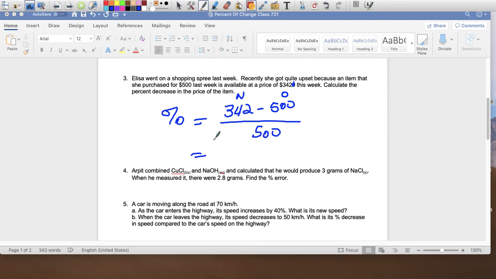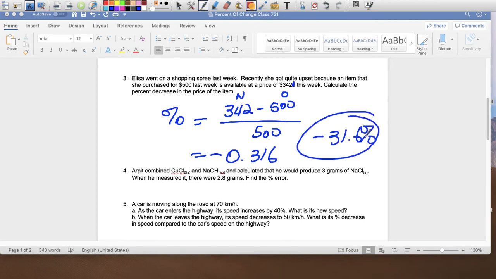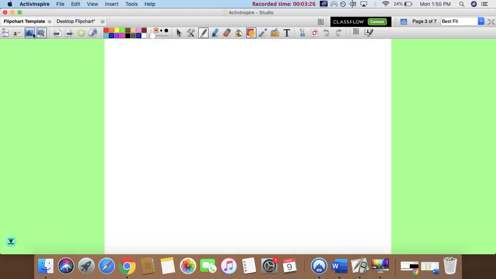So 342 minus 500 equals, divided by 500 equals negative 0.316. So if you change that to a percent, it's going to give 31.6%. So a decrease of 31.6%, and you're very angry because you could have paid this had you waited a week. Let me just pause.